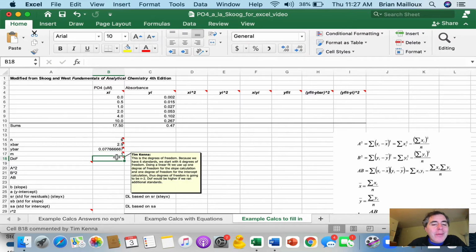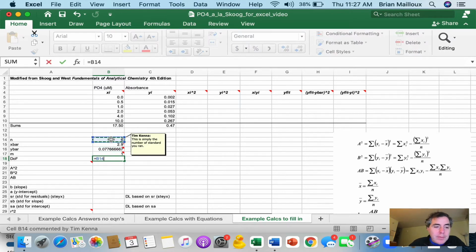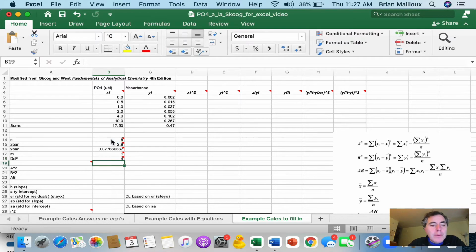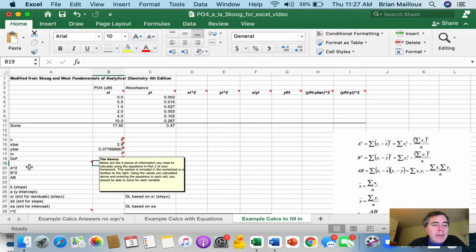I always have trouble with degrees of freedom. So we start with 6, because that's how many standards we run. Then we lose degrees of freedom for the intercept and the slope calculations, right? So it's going to be equal to n minus 2. Okay, so we're getting there. We're making progress. Now here comes the real ones, a squared.